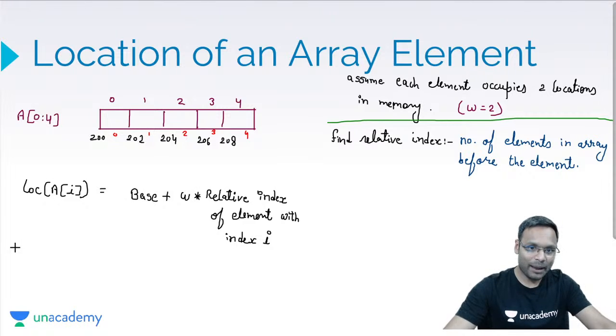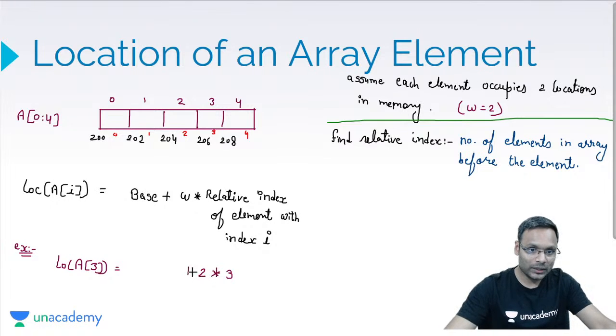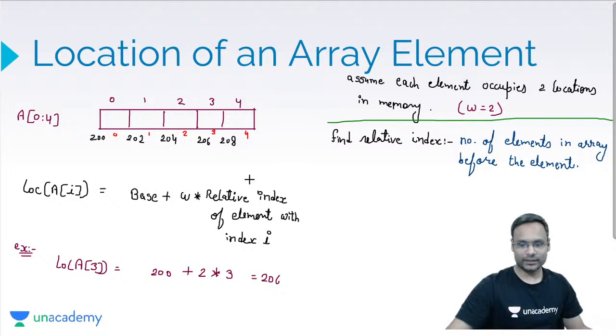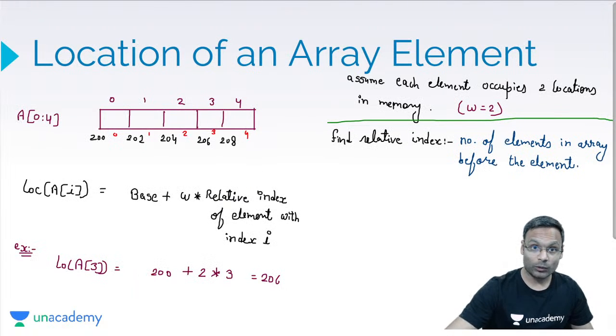Let's take a simple example. Location of A[3]. What is the relative index of A[3]? It is 3. 3 elements are there before it, into W which is 2, plus base address 200. That gives 206. Yes, it is perfectly correct. I'll have to take one more page here.